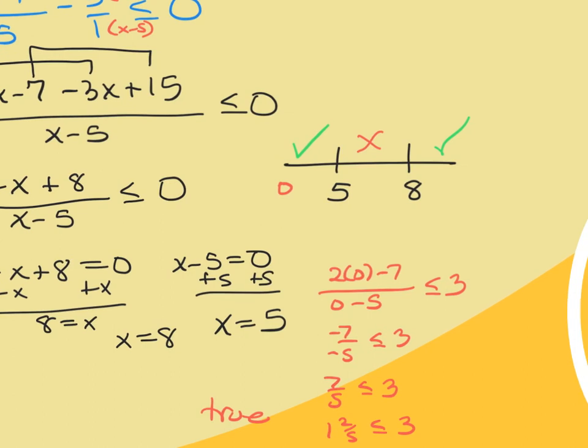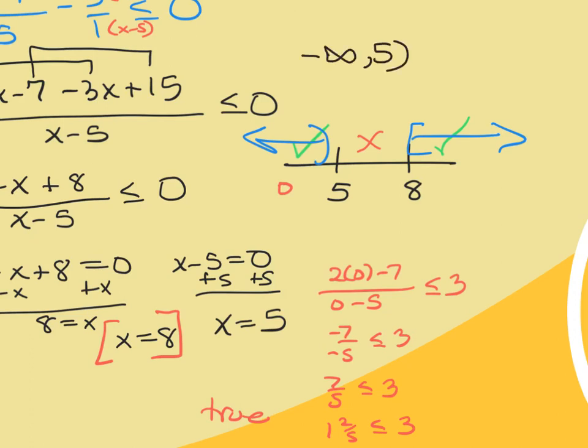So now, again, this had a less than or equal to. So remember, only the numerator gets the bracket. So from the 8 up, it's a bracket, but this side is a parentheses. So from -infinity up to the +5, unioned with the bracket around the 8 to infinity.